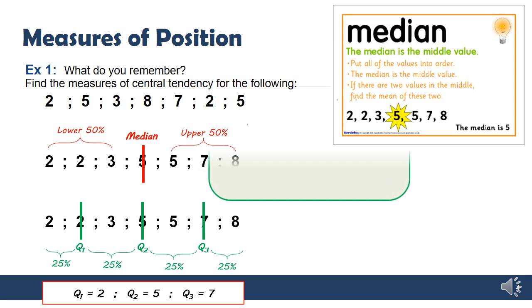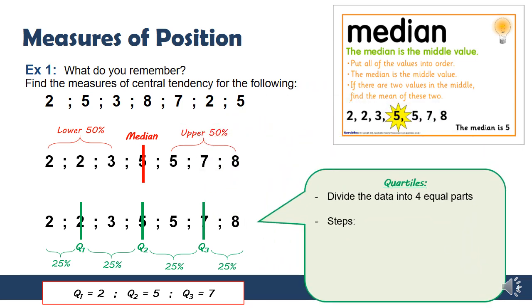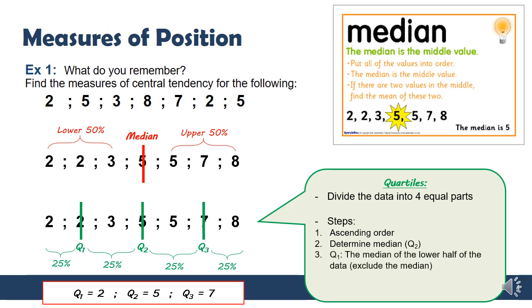Okay, so quartiles. Quartiles divide the data into 4 equal parts. And to find the quartiles, just like with the median, I put the values in ascending order. Find the median first. This is quartile 2. Then I exclude the median, and I take the median again of the bottom half. And for quartile 3, I take the median of the top half. Easy enough.